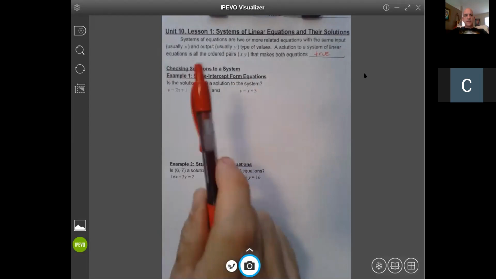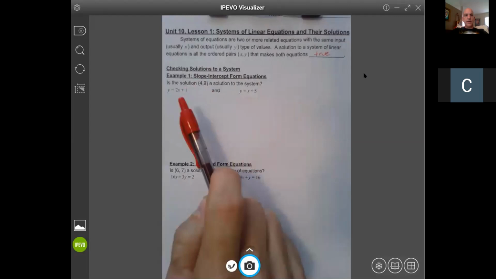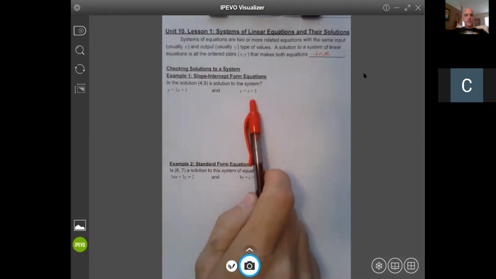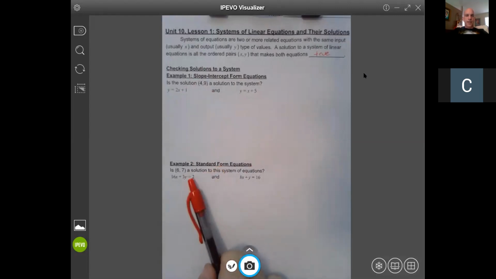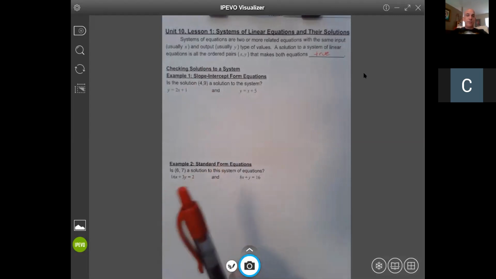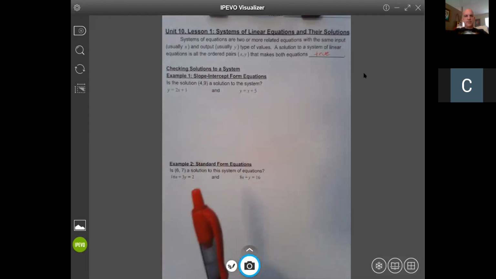Some systems have this format. This is slope-intercept form: y equals mx plus b, and y equals mx plus b. Others have standard form equations: Ax plus By equals C. The other option is that they have a mixture, one standard form, one slope-intercept. So I'll show you how to use both of these equations to check our solution. Whether you have two of the same type, like these examples, or one of each type, you should be able to do it in that situation.